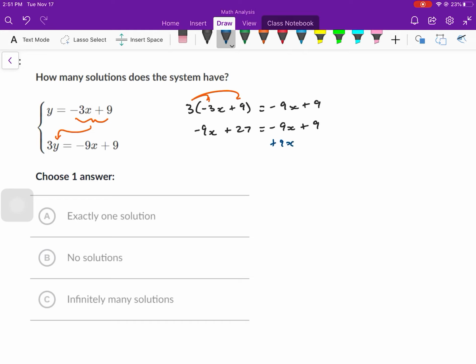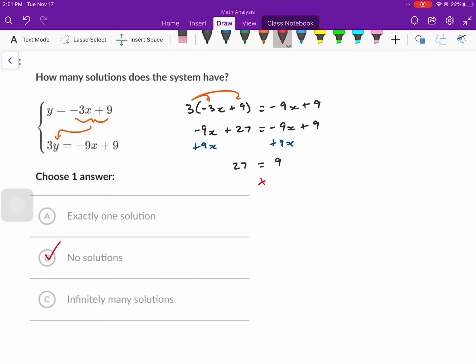Then I'm going to add 9x, and that gets rid of the x again. So 27, does it equal 9? No, it does not equal 9. So there is no solution once again.